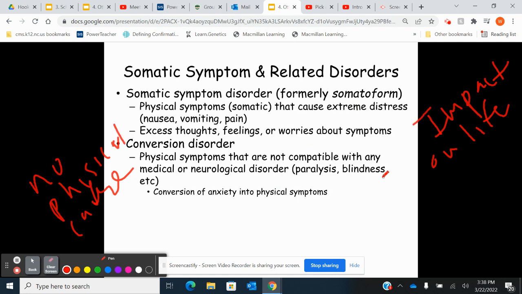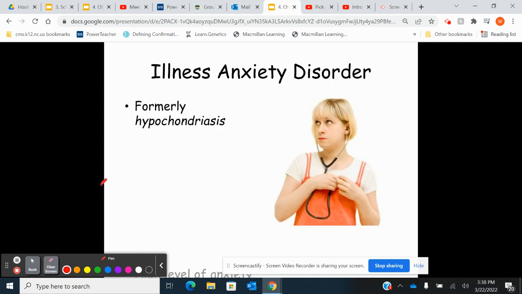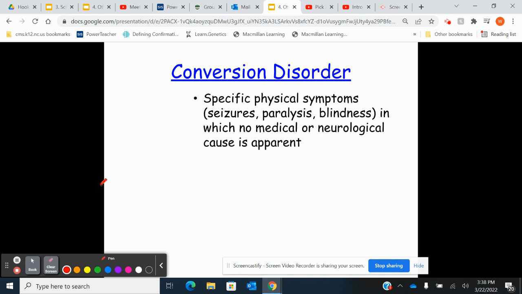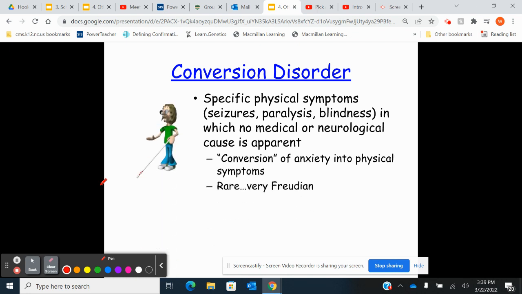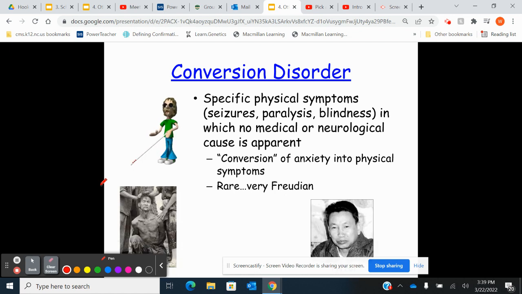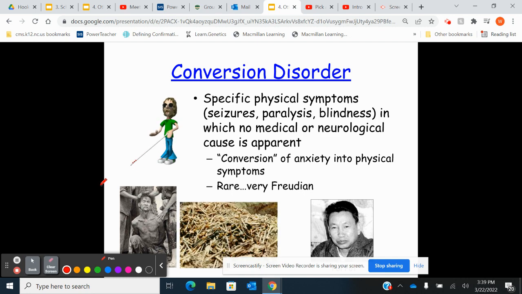These were much, much more common back in Freudian times. This is not necessarily all that common anymore. But for instance, here is an example. Specific physical symptoms in which no medical or neurological cause is apparent. This is very, very rare. It's very Freudian.